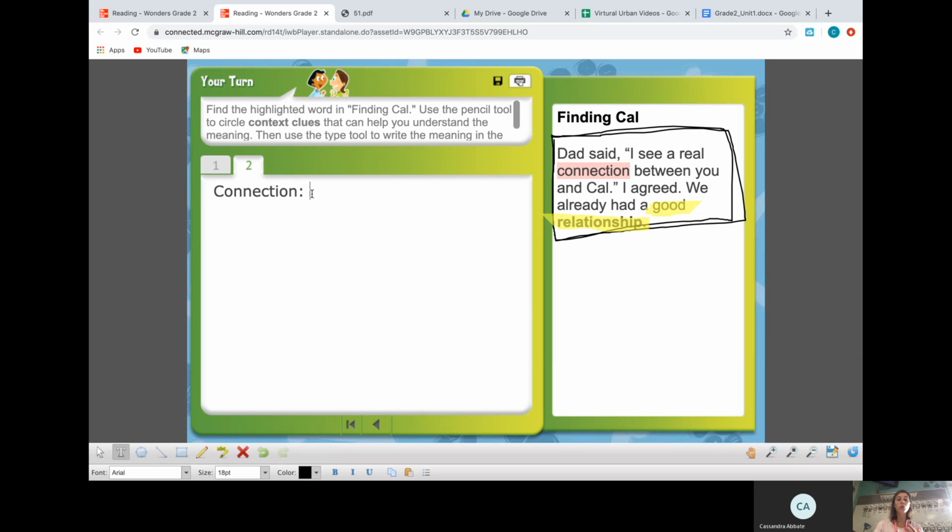So connection between two people. So I'm going to say a connection is something between people or animals, because in this case, right, it's a connection between him and his dog, who have a good relationship. That means they like each other. There's something between them that they both enjoy about each other. Okay, you can have a good connection with your friends, you can have a good connection with your parents, you can have a good connection with your animals, right?